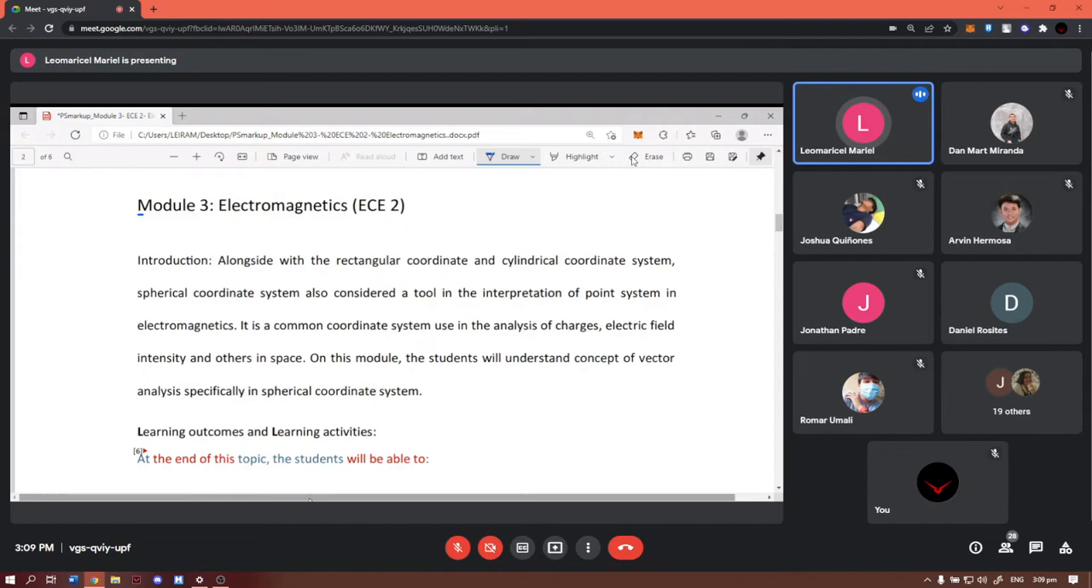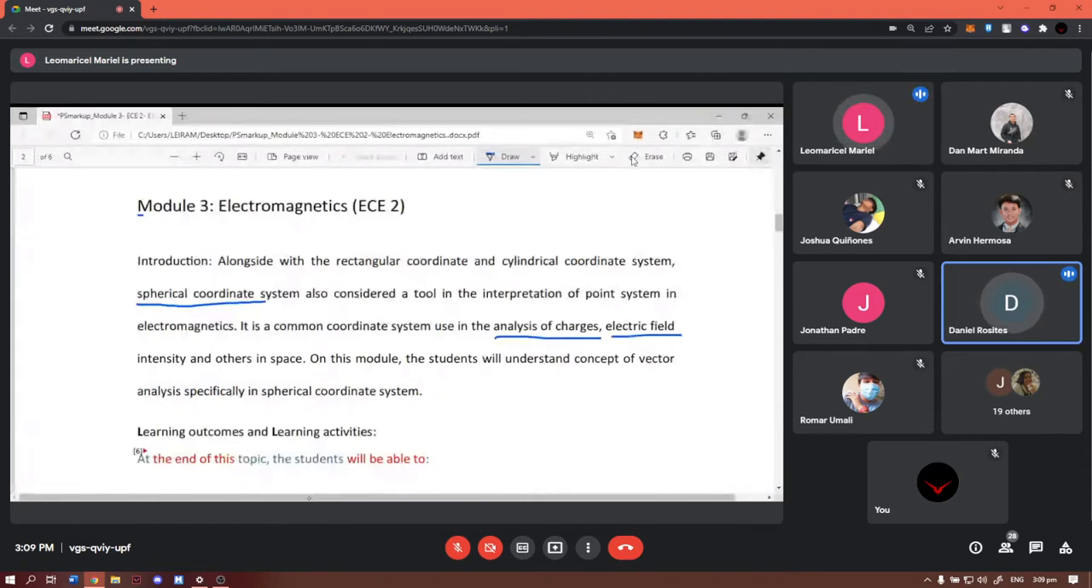So alongside the rectangular coordinate system and cylindrical coordinate system, a spherical coordinate system is also considered a tool in the interpretation of point systems in electromagnetics. Actually, most of the parameters described in electromagnetics are expressed in spherical coordinate system. So ito yung pinakagagamitin talaga natin. It is a common coordinate system used in the analysis of charges. Okay, after this, we're going to analyze charges, the electric field intensity, and other quantities in space.